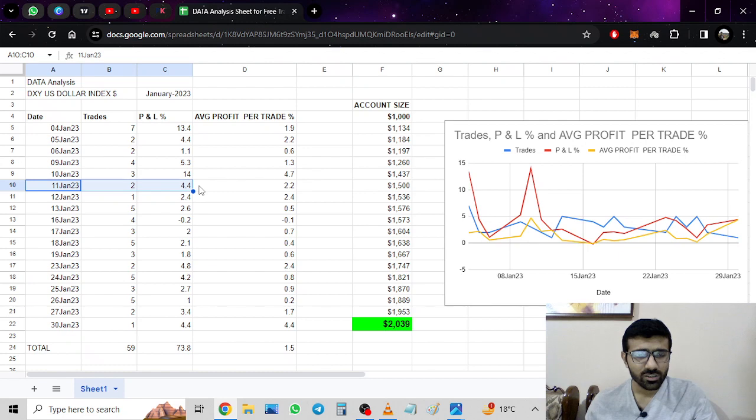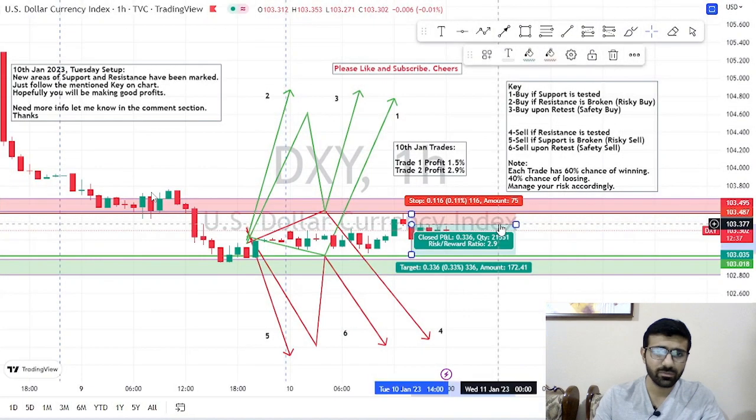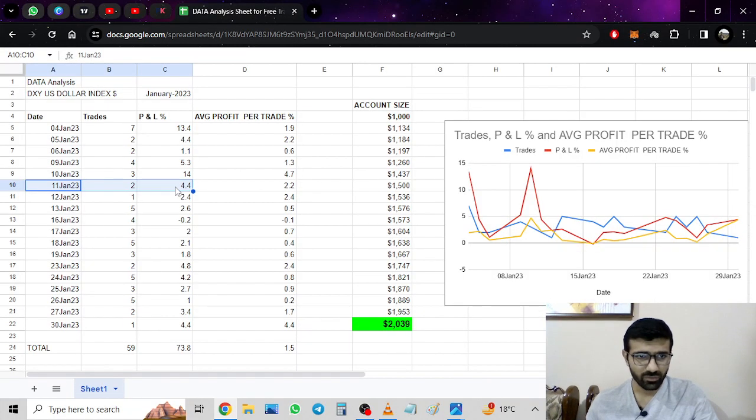Okay, so now let me show you the screen that on 11th of January I took these 2 trades, 1.5% and 2.9%. So if we sum these up, 1.5 plus 2.9 equals 4.4.